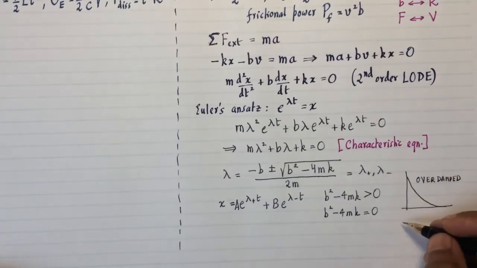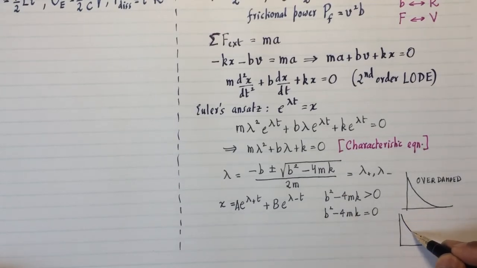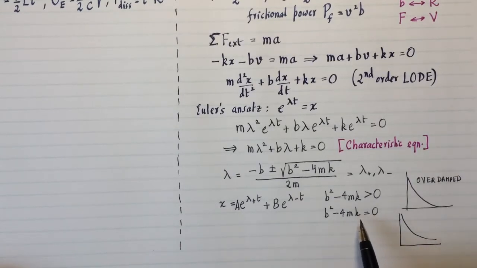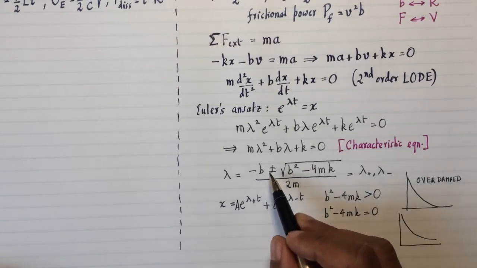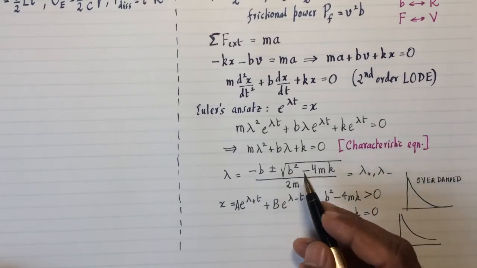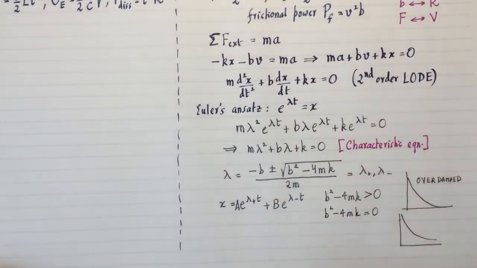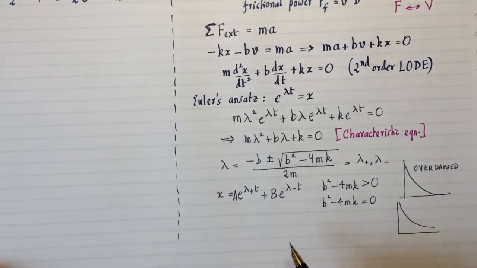If b squared minus 4mk is exactly equal to 0, that's called the critically damped case. This one is a little bit tricky because if b squared minus 4mk is 0, you only have one root. Then you have to use the second Euler ansatz, the Euler polynomial ansatz, and get the second solution by assuming it to be a polynomial version of the thing. I won't get into that. That's something for the differential equation class in mathematics to handle. So that's the critically damped case.